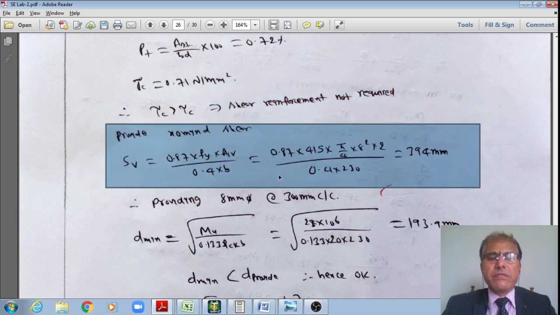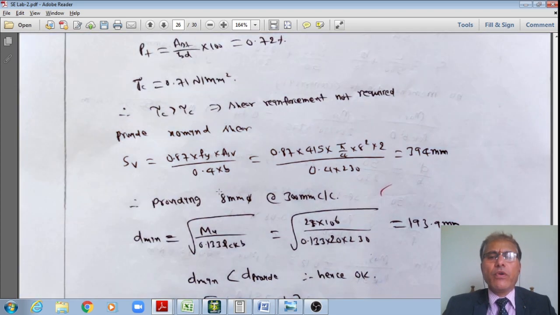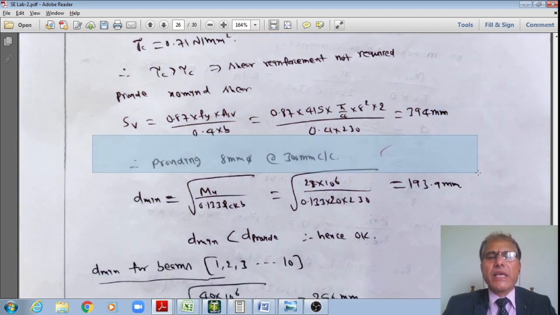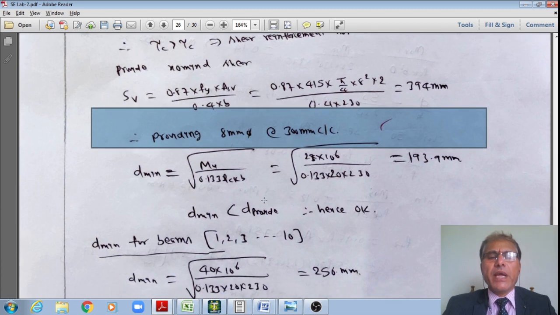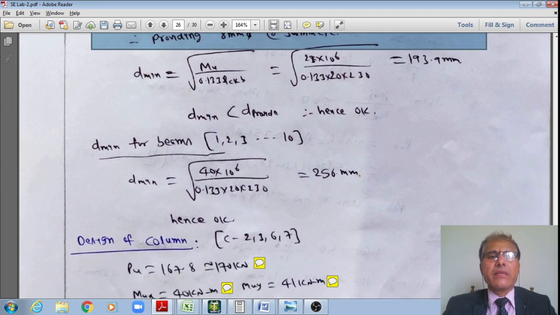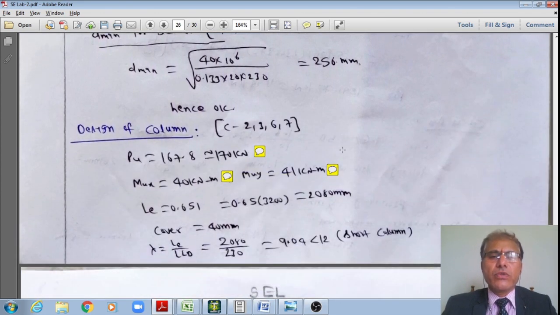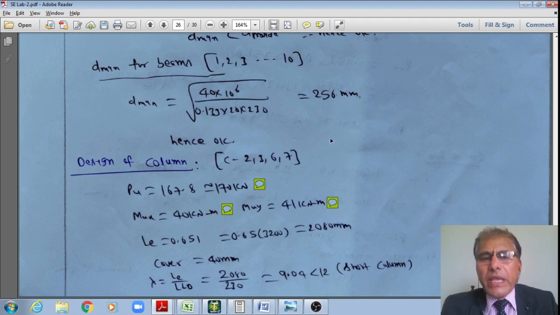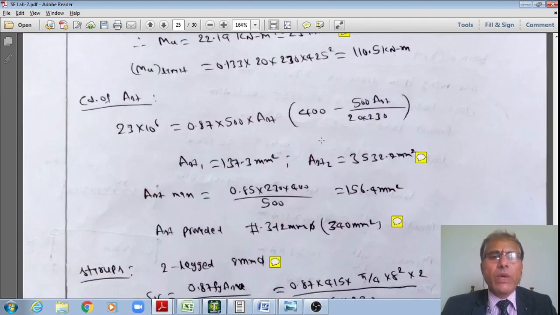However, from the maximum spacing point of view, just now we have seen 0.75D or 300 mm. However, 300 mm will govern the design. Hence, provide 8 mm dia 2-legged stirrups at a spacing of 300 mm center to center. 300 mm center to center, right? That is how the design of the exterior beams is done manually, right?